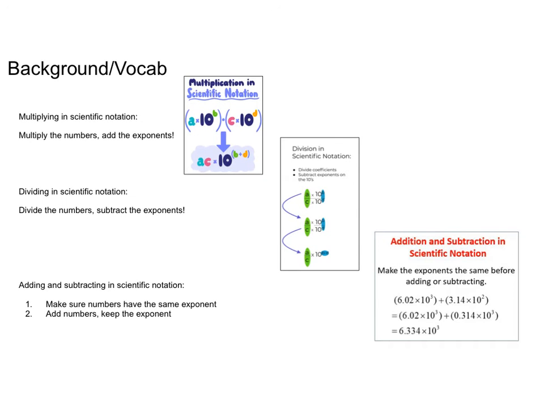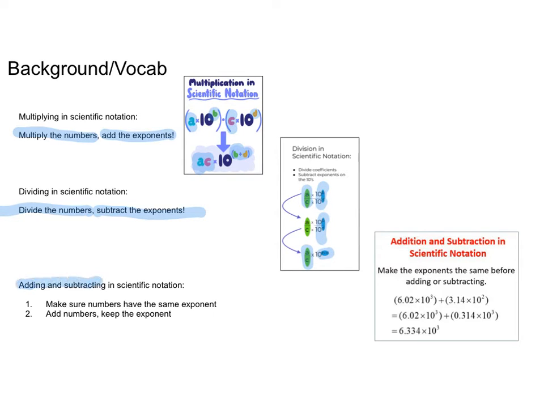Alright, just to review our rules, when we are multiplying in scientific notation, we multiply the numbers and we add our exponents just like so. You'll see that they have multiplied A and C together and they have added B and D together, which represent those numbers and exponents. When we divide in scientific notation, we divide our numbers and we subtract our exponents. So here we would divide whatever A and C would be, and we would subtract the B and the D.